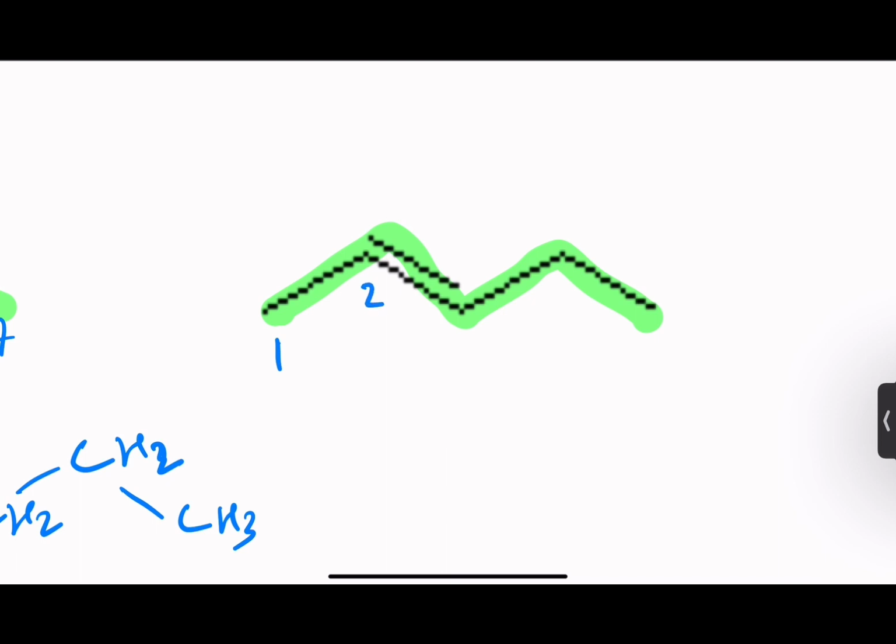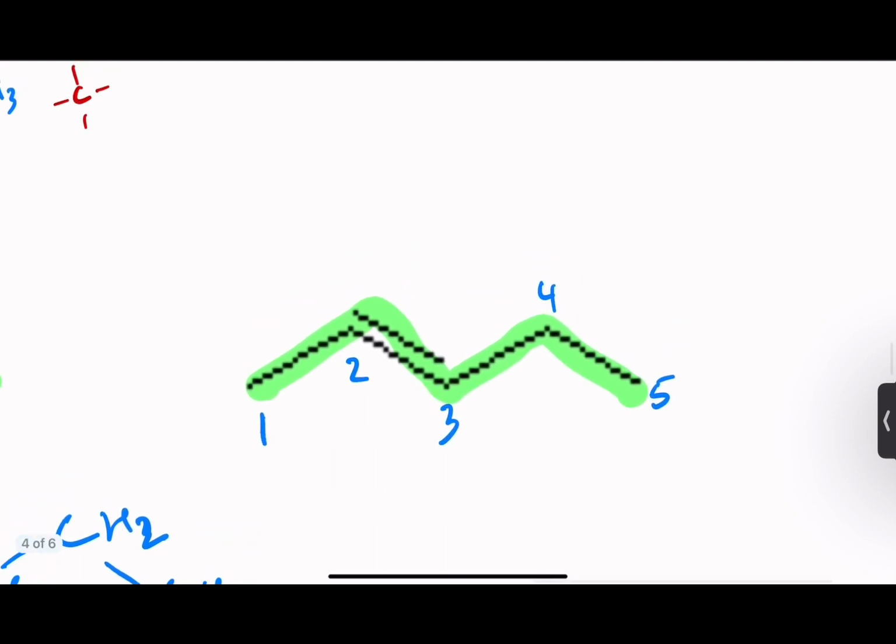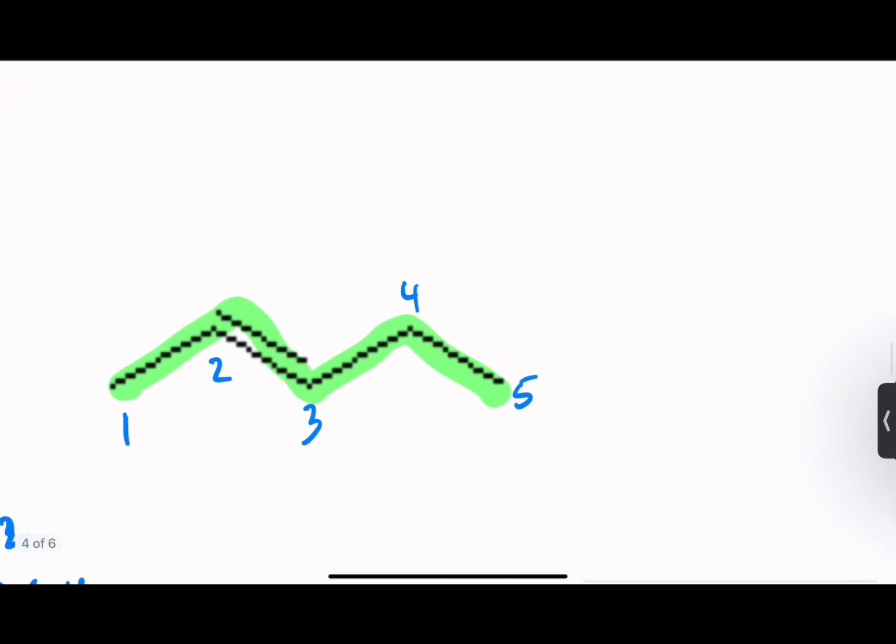I have 1, 2, 3, 4, 5 carbons. But pay attention, I have a double bond here. See this double bond? And so now I'm gonna draw this. I have carbon, and then I draw a double bond, and then I draw like this and like this. And now I'm gonna fill with enough hydrogen so I can have the rule of 4 bonds on carbon.